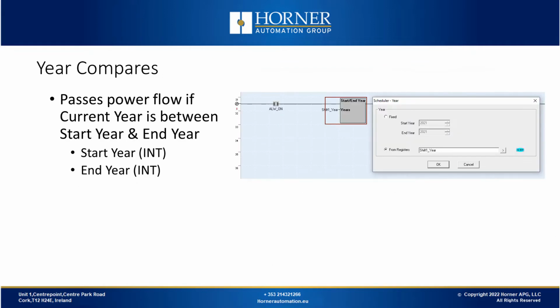Next, there is the year compare function. With this, you can set that if it's between 2 assigned years that you want to pass power flow. This function is probably not as applicable compared to the others, however it's very straightforward. You simply have a start year and an end year, which are consecutive integers.